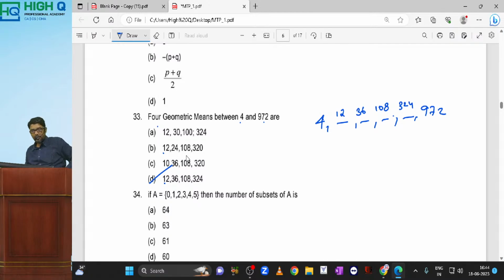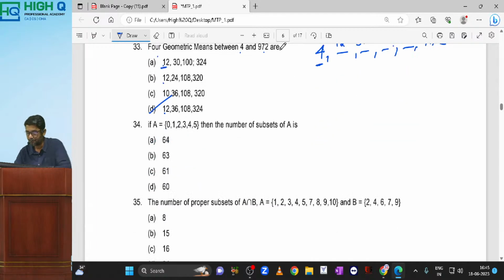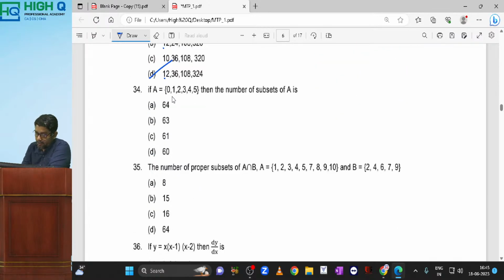Okay. Option C. How did you get it directly, sir? Very simple, my dear. Option A I am taking. 4 3s are 12. Right. First term is 4, na? And here second term if I take 12, that means 4 3s are 12. Next term has to be what? 12 3s are 36, which is not there. So all the options are like that only. Only option D satisfies.